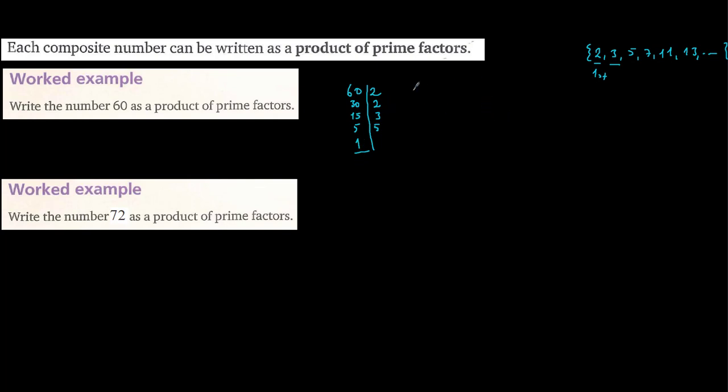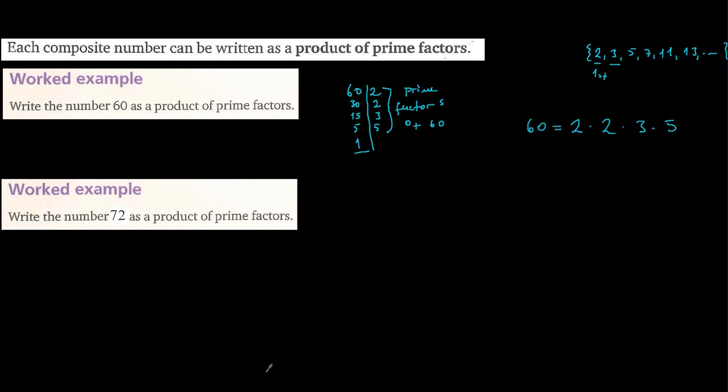So let's continue with these numbers. These are the prime factors of 60. 60 can be written as 2 times 2 times 3 times 5. When you multiply, you're going to see that 2 times 2 is 4, times 3 is 12, times 5 is equal to 60. You're going to see that the product of these numbers makes 60.